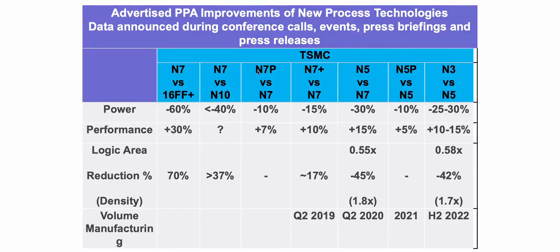N7 is the 7 nanometer, N5 is the 5 nanometer, N3 is the 3 nanometer. And you can see that by switching from 7 nanometer to 3 nanometer, we get 25 to 30% improvement in power, 10 to 15% improvement in performance, and area almost 60% better density, and the 3 nanometer hopefully will be in 2022. So this is future technology. Today manufacturing is 5 nanometer.